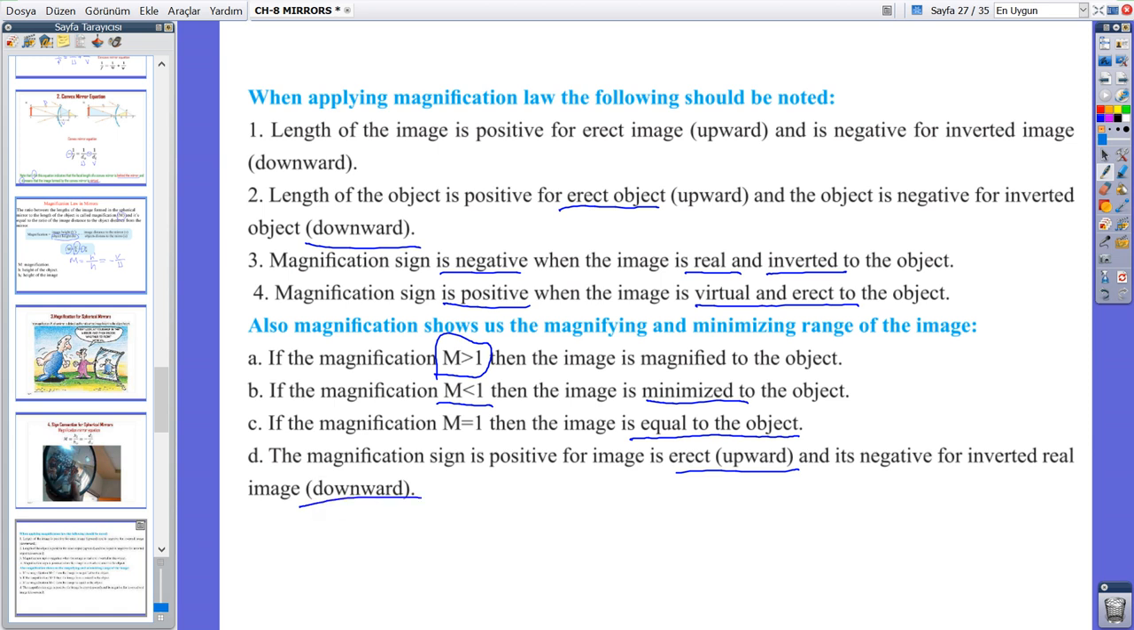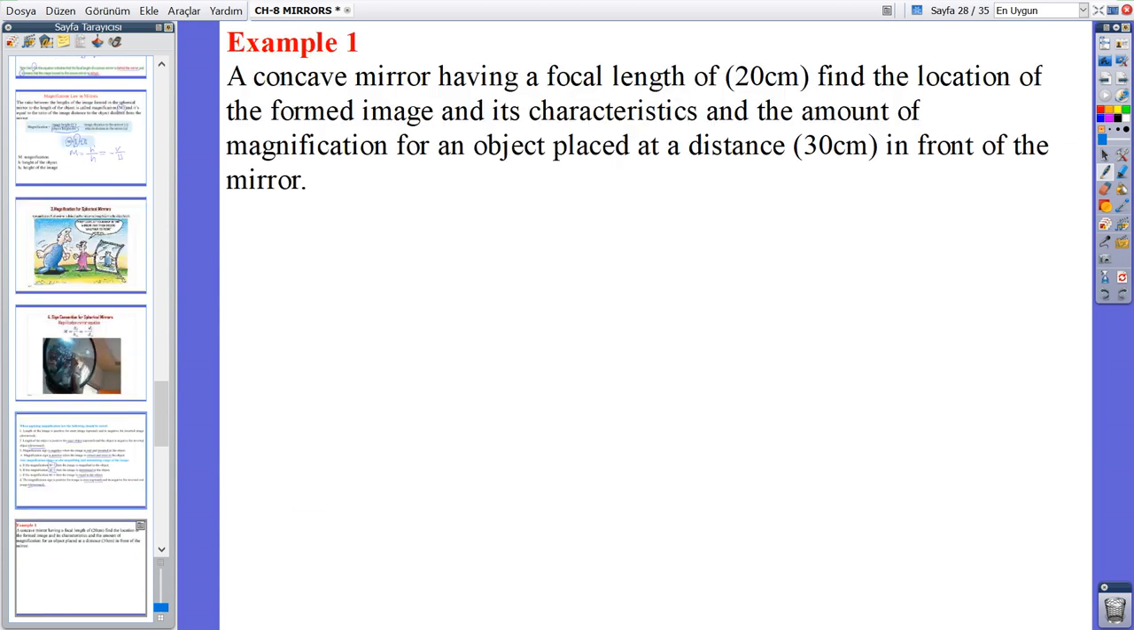These notes we can memorize, or when we use the equation we can find this result. Example: a concave mirror has a focal length of 20 centimeters. Find the location of the formed image, its characteristics, and the amount of magnification for an object placed at a distance of 30 centimeters in front of the mirror.